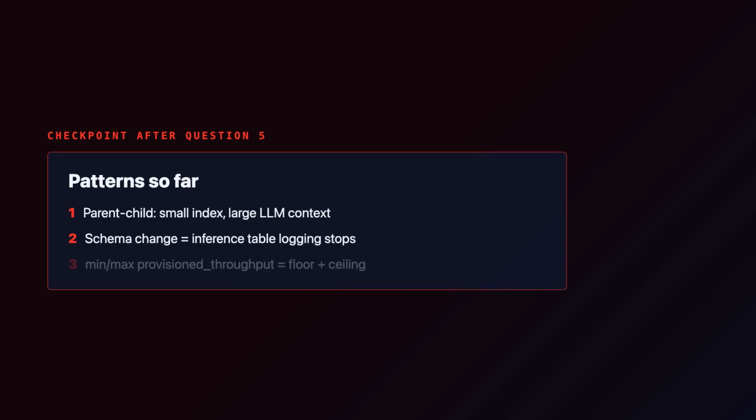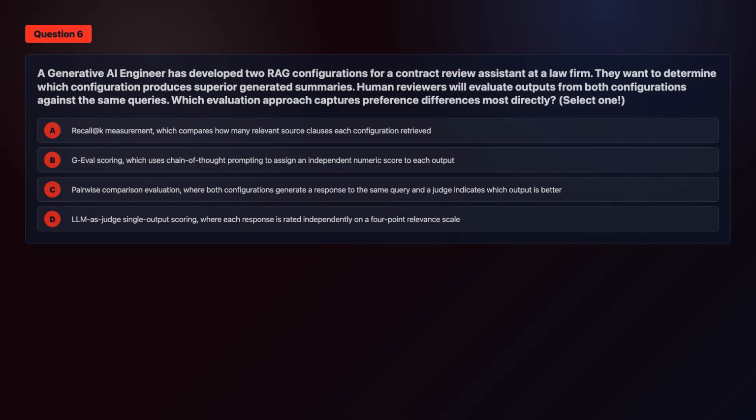3 concrete patterns so far. Parent-child decouples retrieval granularity from generation context size. Schema changes silently break inference table logging. Storage optimized is mandatory above 1 billion vectors. Let us switch gears. Let's look at question 6. A generative AI engineer has developed 2 RAG configurations for a contract review assistant at a law firm. They want to determine which configuration produces superior generated summaries. Human reviewers will evaluate outputs from both configurations against the same queries. Which evaluation approach captures preference differences most directly? Select one. Review the answer choices on screen.